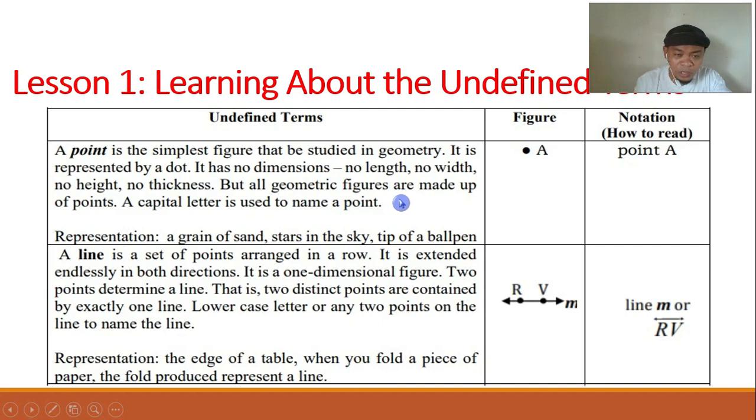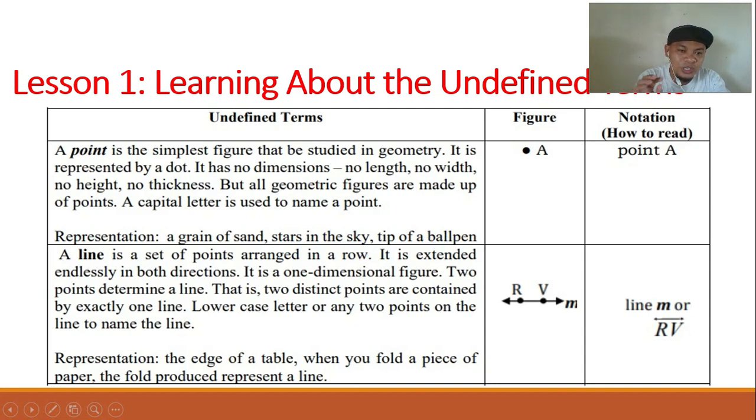So ibig sabihin nito, yung point, wala po siyang dimension, walang length, walang width, walang height, walang thickness. Di ba? And all geometric figures are made up of points. Lahat ng mga geometric figures po natin are made up of points. And to name this one, gagamit po tayo ng capital letter. So we have here the figure, the dot and the capital letter A. So our notation to read this one is point A. Okay, a dot and a capital letter. So this is letter A. So therefore, this is point A. So for representation, some examples we have here: a grain of sand, stars in the sky, tip of a ball pen.